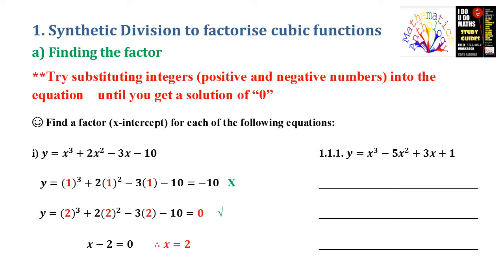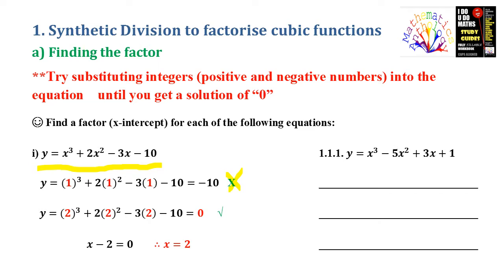Let's do the first one there. Y is equal to x cubed plus 2x squared minus 3x minus 10. Wherever I see x, let's try substituting 1 first. So y is equal to 1 cubed plus 2 into 1 squared minus 3 into 1 minus 10. Put that on your calculator and your calculator will give you an answer of negative 10. Now since negative 10 is not 0, 1 is not a factor. So 1 didn't work, cross it out.